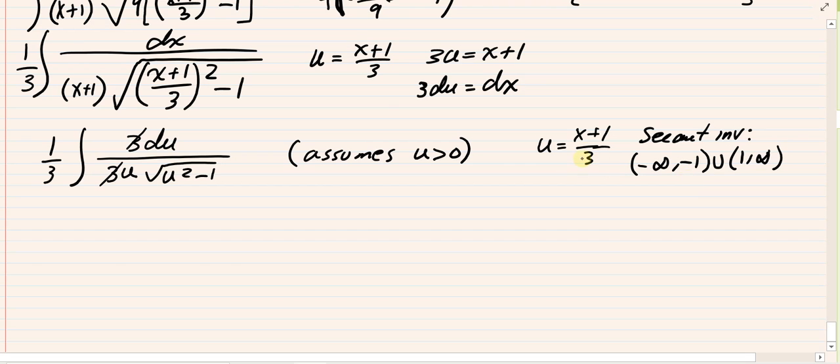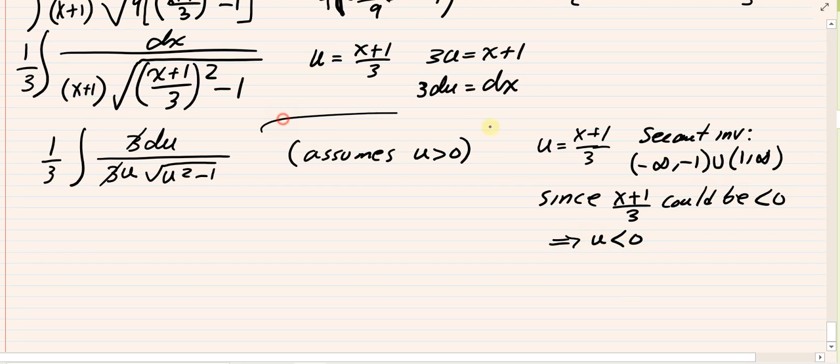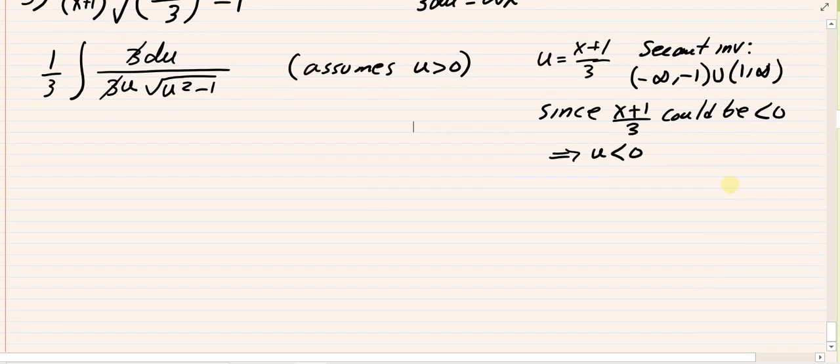Okay, and so as you can see, x could be negative. Now if x is negative, that results in u becoming negative. So let me write that. Since x plus 1 over 3 could be less than 0, that would imply u could be less than 0, which contradicts our assumption here, right? Which is okay, we can proceed with this one. We just make an adjustment in the end. We put absolute value in the answer.